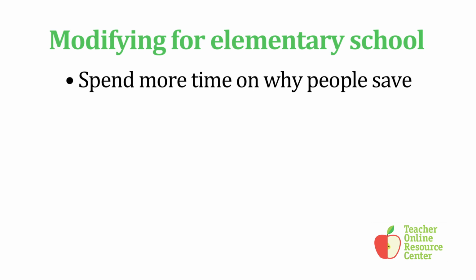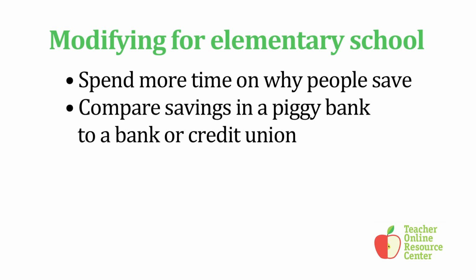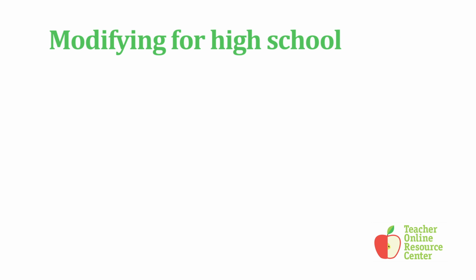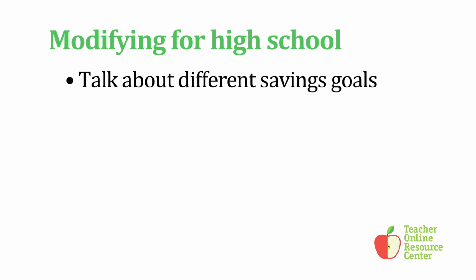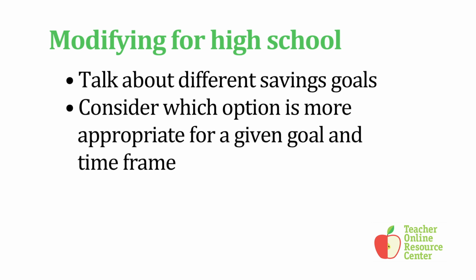My students really enjoyed this activity, and they seem to get a lot out of it. This lesson can easily be modified for both elementary and high school students. For an elementary school group, you could spend more time coming up with reasons why people save. Instead of creating research teams, have each student compare saving at home in a piggy bank and saving at a bank or credit union. For high school students, try talking about different saving goals and why someone would select one savings option over another for different goals.